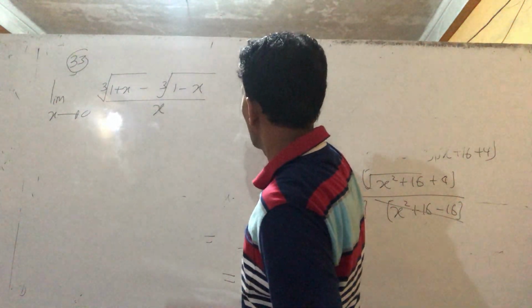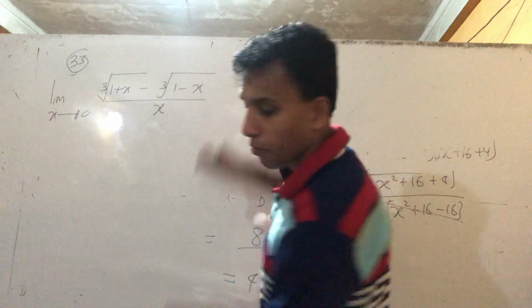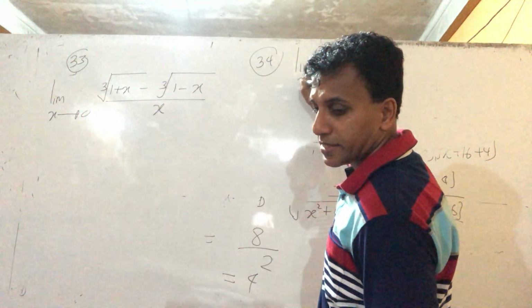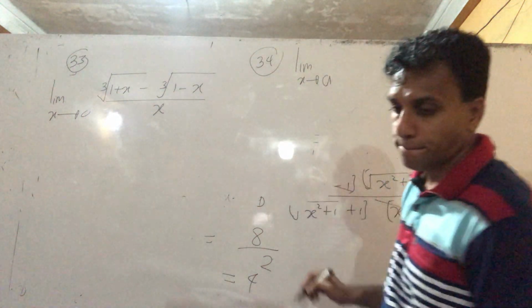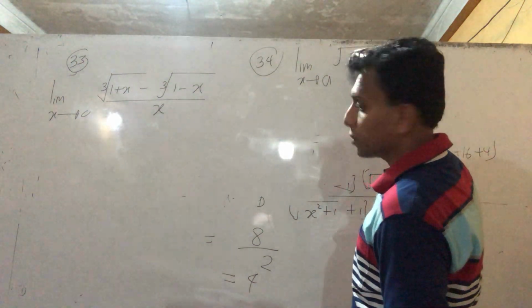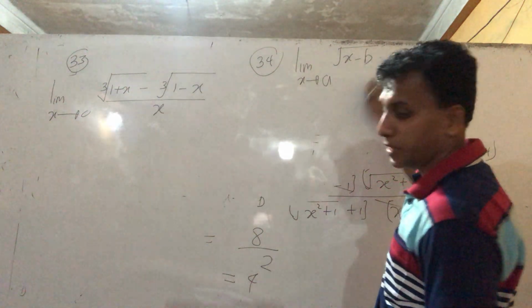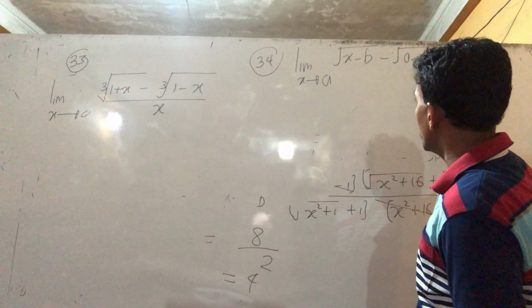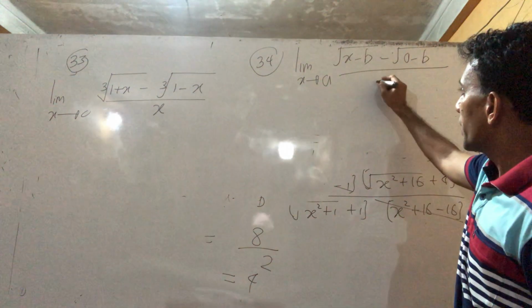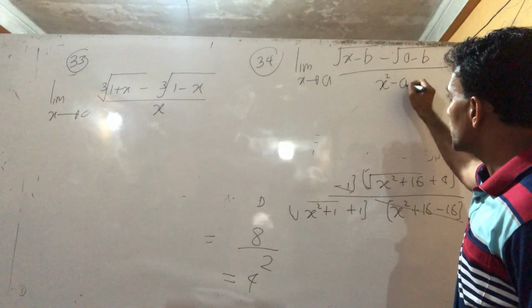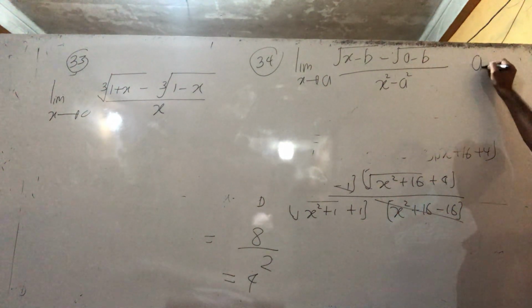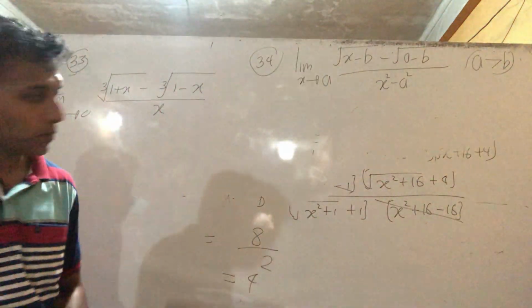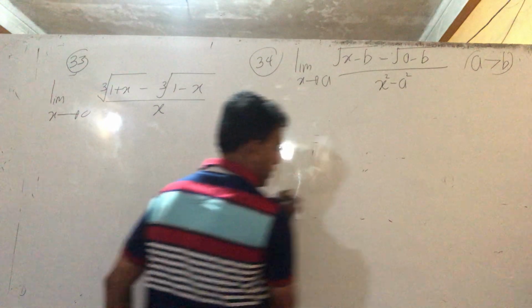Next question number 34. Problem 34. Limit x tends to a, square root of x minus b minus square root of a minus b over x square minus a square, where a is greater than b, right? The given a greater than b. Try this also. And next one, question 35.